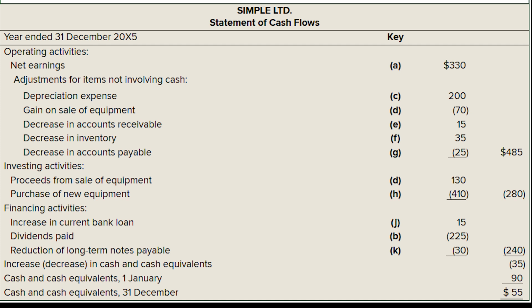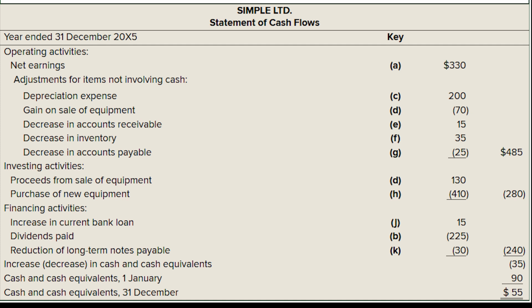So for proceeds of sale of equipment, we got $130 cash in our bank, so that is an inflow in the investing activities. We also bought some new equipment, so of course that's a cash outflow, and in this example it's $410. So anytime you have sale or purchase of bonds, stocks, equipment, land, buildings, all of those things will go into the investing activities section.